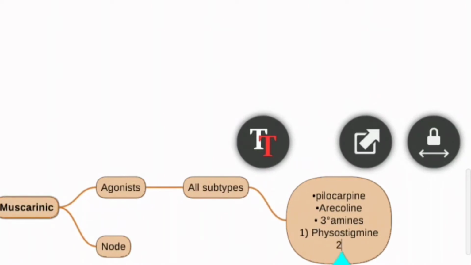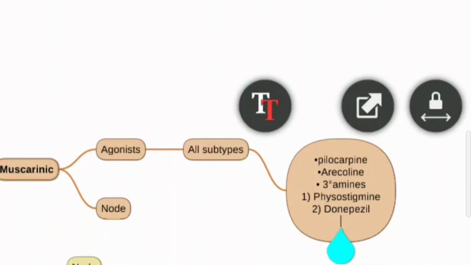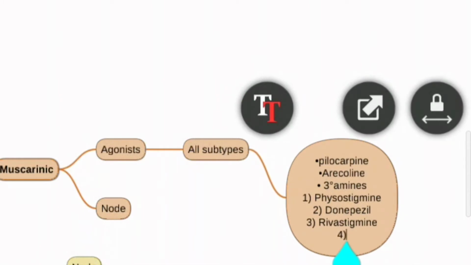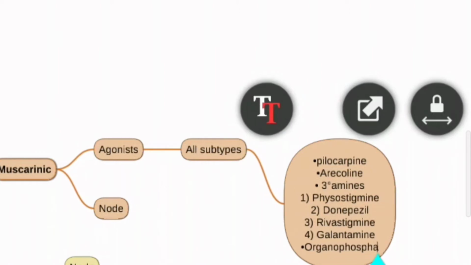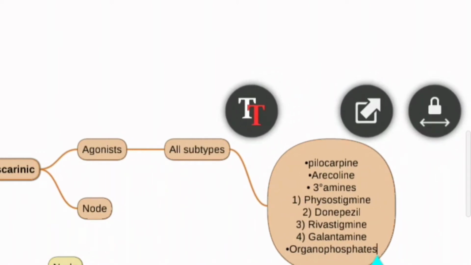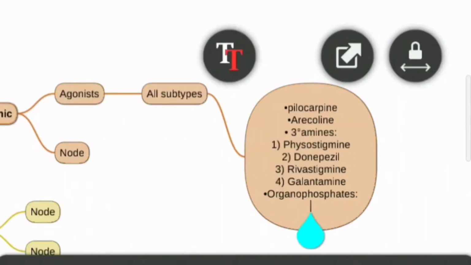First, in tertiary amines, physostigmine, donepezil, rivastigmine, galantamine. Organophosphates, since they are also lipid soluble and can cross the blood-brain barrier except echothiophate.